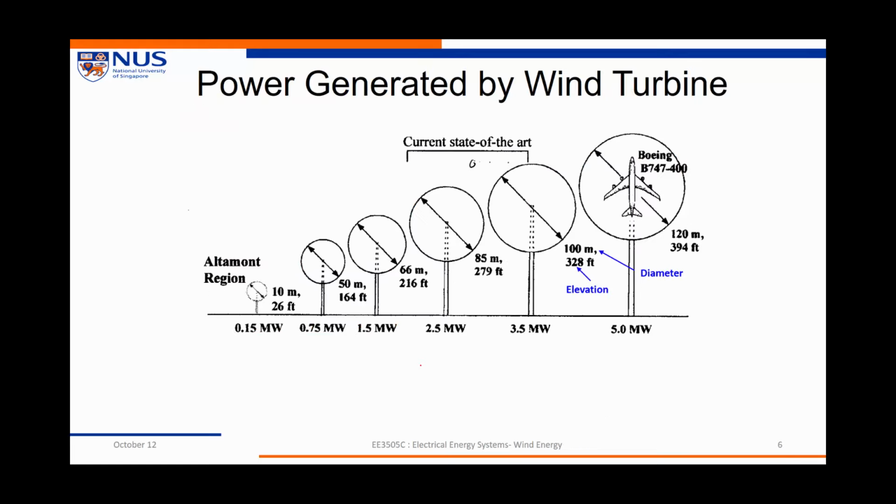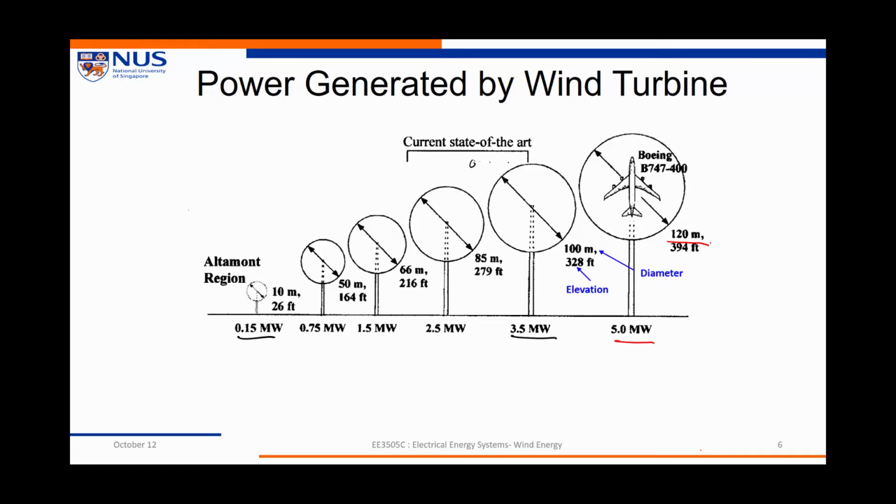What would a typical wind turbine and the corresponding diameter and elevation look like? So we have something from 0.15 megawatt all the way up to 3.5 megawatt, where 2.5 megawatt and 3.5 megawatt are the current state of the art technology. If we go for a 5 megawatt wind turbine where the diameter is about 120 meters and the elevation is about 394 feet, or about 400 feet, or close to about 130 meters, we'll be having a wind turbine which is much bigger than the wingspan of a Boeing 747.